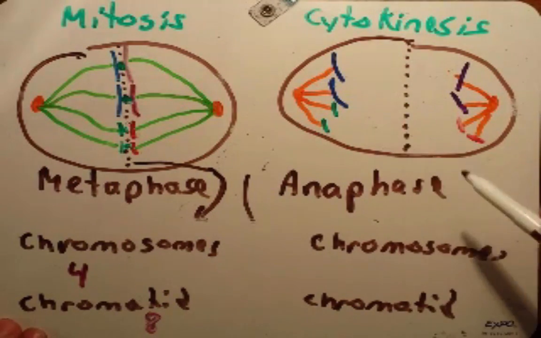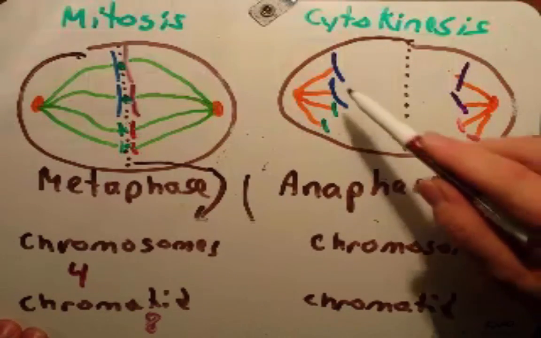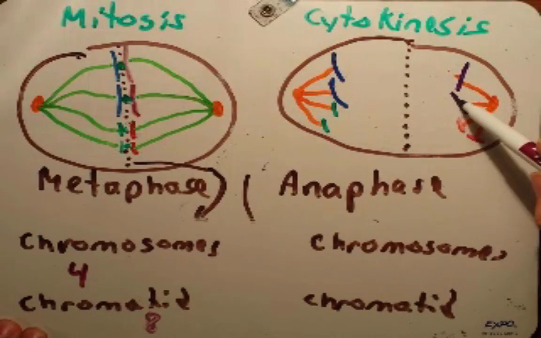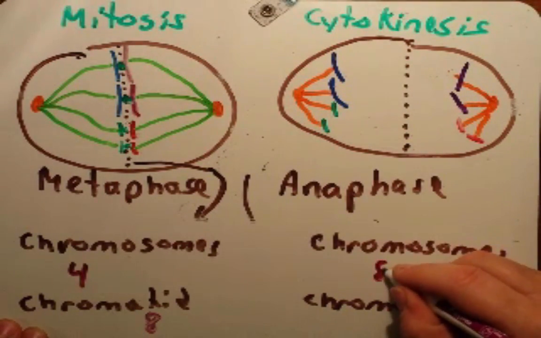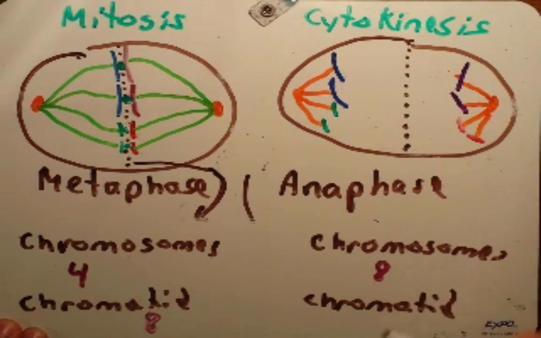So at anaphase, we now have 1, 2, 3, 4, 5, 6, 7, 8. We now have 8 chromosomes. And we also have the same number of chromatids, 8. So now let's look at telophase.